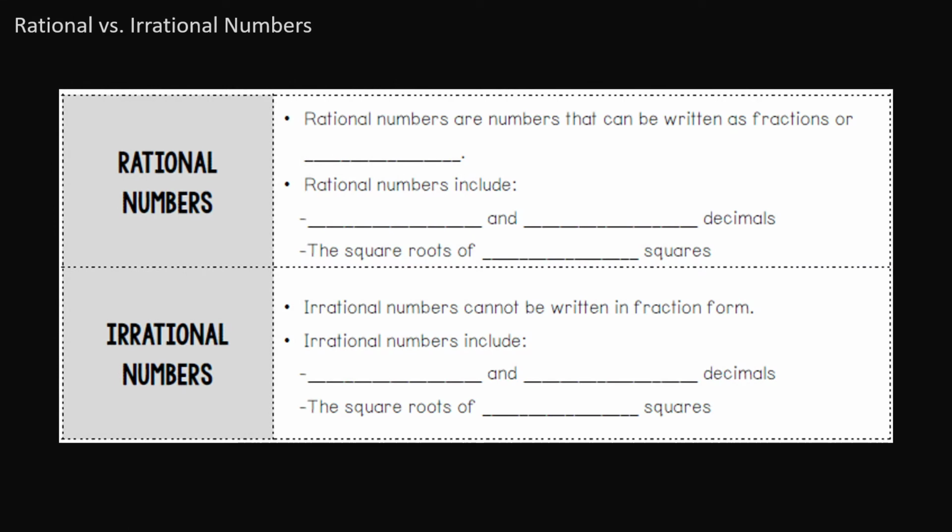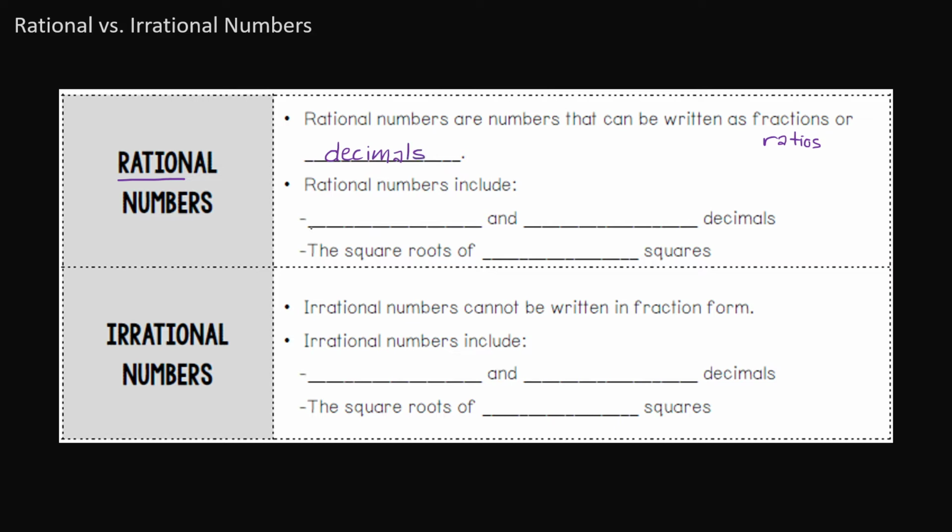So, rational and irrational numbers. They are opposites of each other. Rational numbers are numbers that can be written as fractions or ratios. Think of the word rational, and you see the word ratio in that word. Rational numbers are numbers that can be written as fractions, or they can be written as decimals.